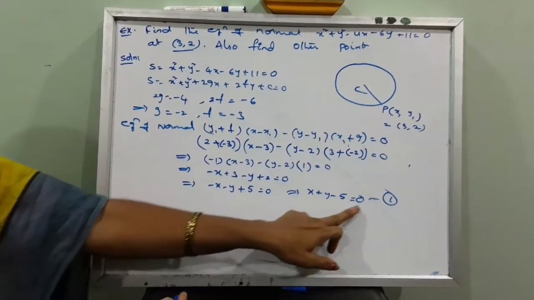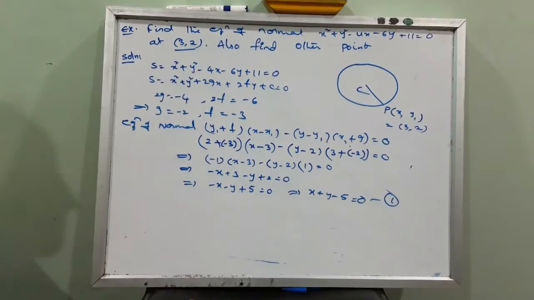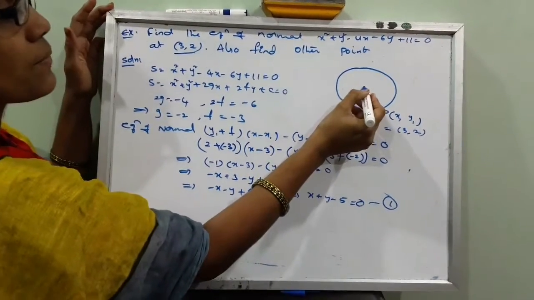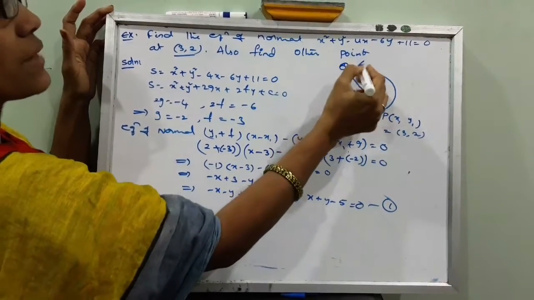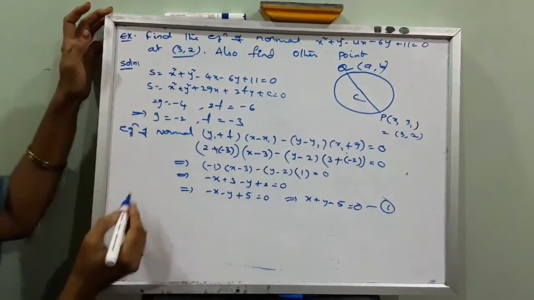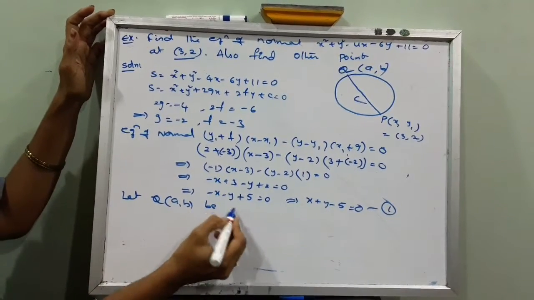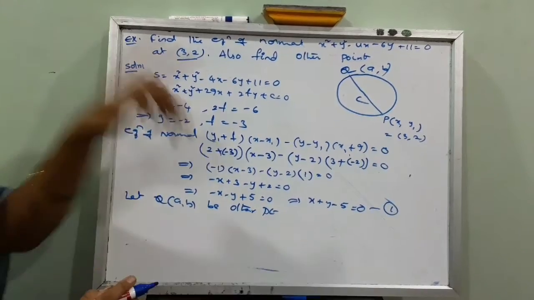x plus y minus 5 is equal to 0 is the required equation of normal. Next we have to find the other point. Let Q(a, b) be the other point on the circle.